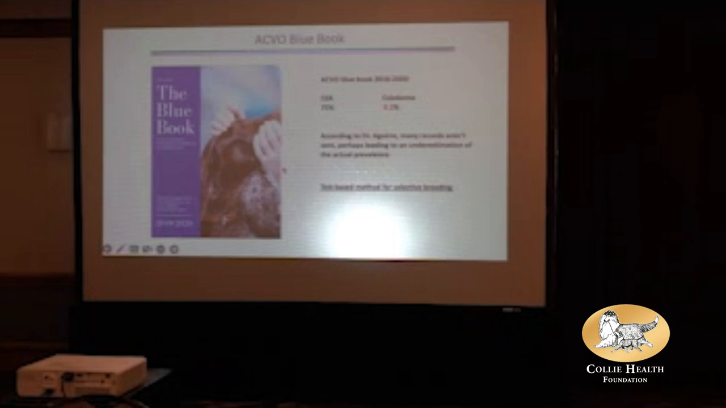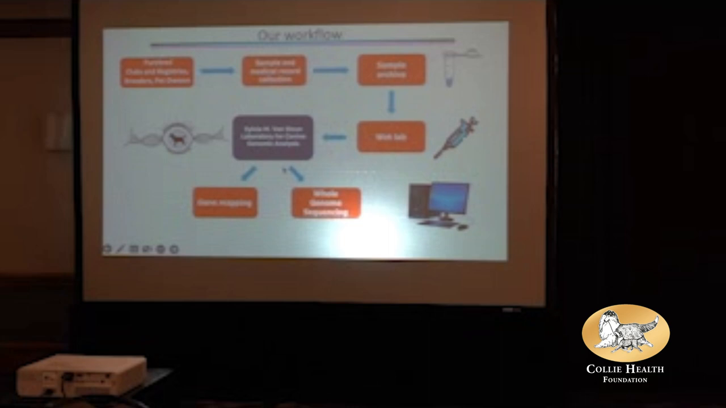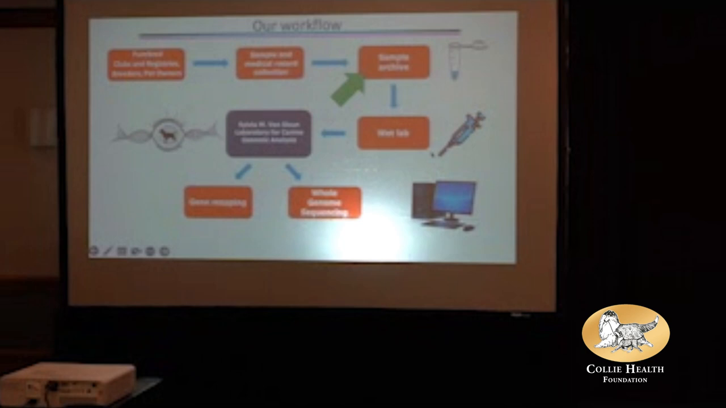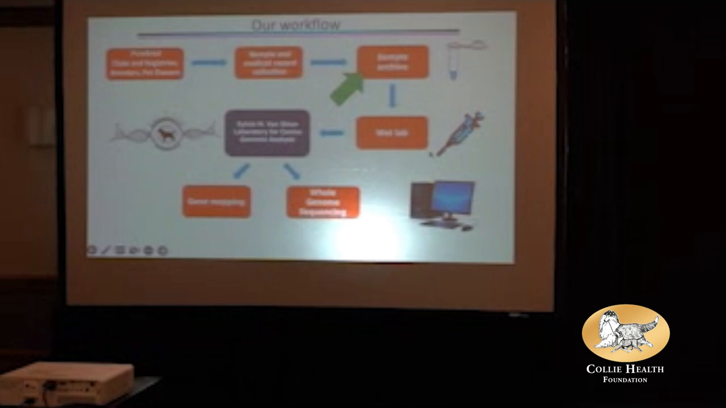So our lab has a workflow that starts with the interaction with the club and registers, the breeders and the pet owners, and then a collection of samples and medical records, archiving of these samples, and then extraction of DNA and wet lab analysis, and finally genetic mapping and whole genome sequencing. So there is basically a whole flow from the wet lab up to the informatic part. A note, this is something I had the last minute interacting with people today: the way we treat the samples is completely anonymous. I have the name of the dogs, and this is something maybe important to remember.